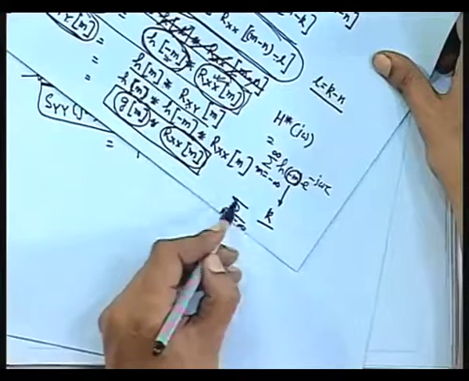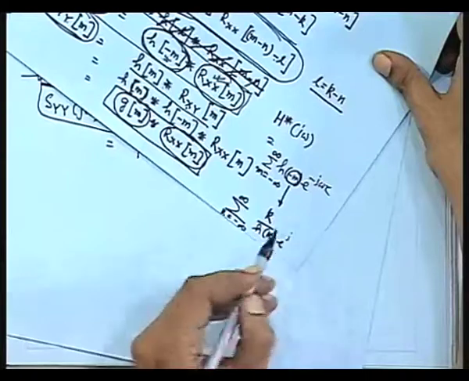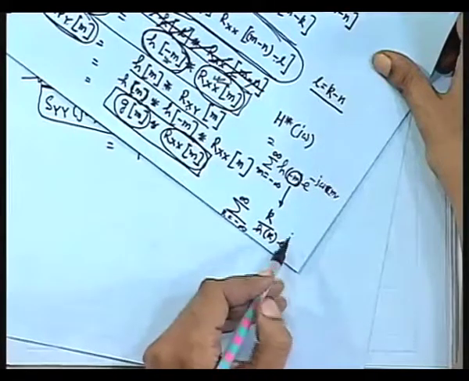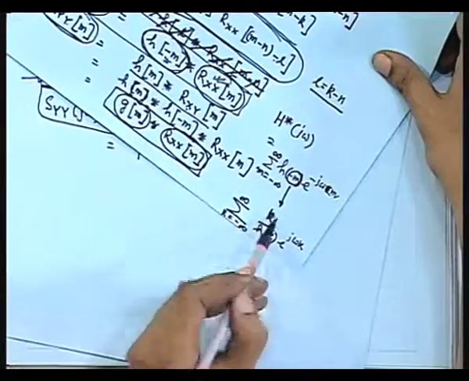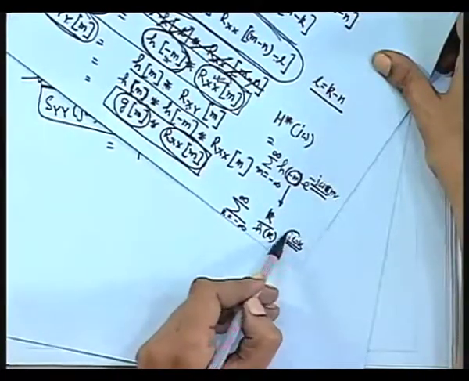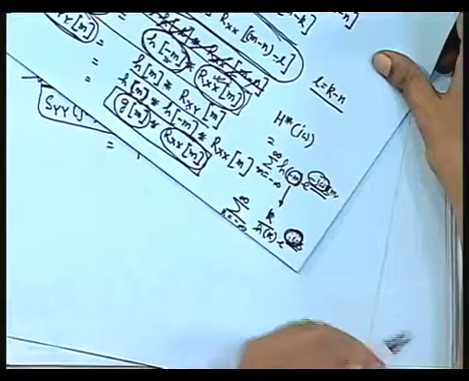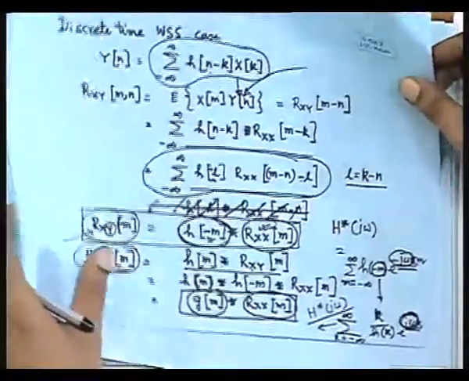Then again you will get k equal to minus infinity to plus infinity, h[k] e to the power, now you will get j, this will be jωm. So it will be plus jωk. So you see, in place of minus jω you have put plus jω. So you can equivalently imagine that in place of minus jω you have put plus jω. So you have taken a complex conjugate. So then this will simply become h star(jω), just a complex conjugate. So just manipulation, very simple mathematical manipulations.